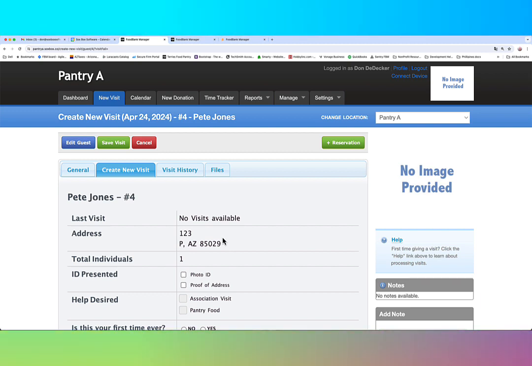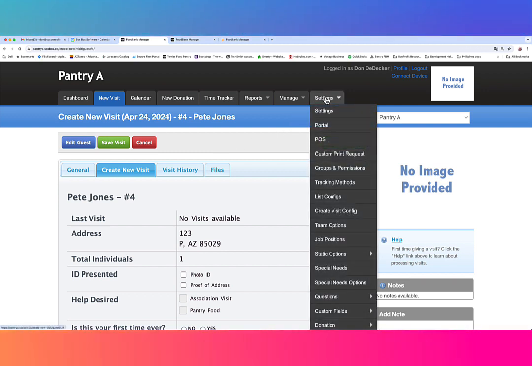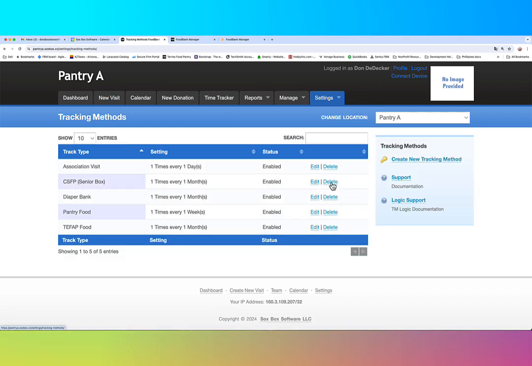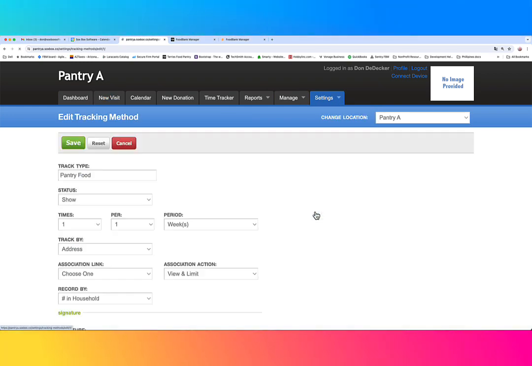85029. Okay, Pete Jones. Now, because I've turned off my association link, I'm going to turn it back on so that I can do this demonstration here. So I'm going to go back to settings, tracking methods, and then I'm going to go back to pantry food, edit it, and then choose that link and put it back in.